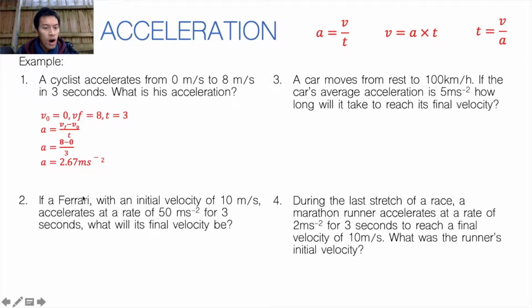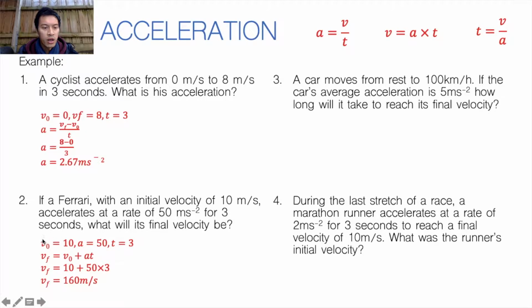Question 2. If a Ferrari with an initial velocity, so it's cruising just a little bit at 10 meters per second, accelerates at a rate of 50 meters per second squared for 3 seconds, what would the final velocity be? So now you are given the initial velocity, which is 10 meters per second, the acceleration, 50 meters per second squared, and time, which is 3 seconds, and you have to calculate the final velocity.